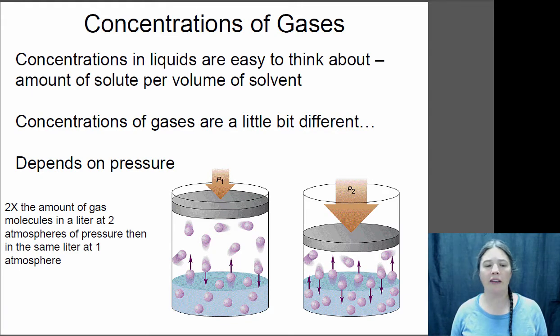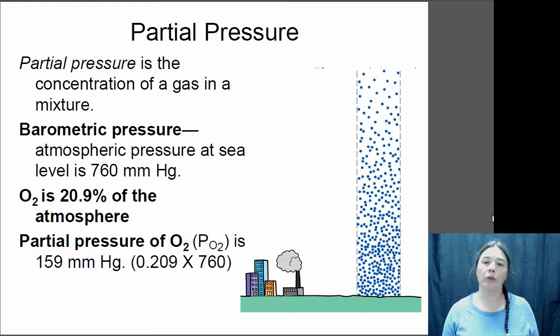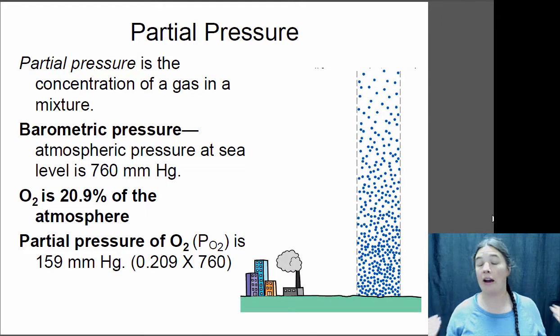The concentration of the gas depends on the pressure that the gas is under. So when the gas is under a higher pressure, the molecules in that gas are going to be closer together, and therefore they're going to be at a higher concentration. So when we're looking at the atmosphere, for example, we often talk about the partial pressure of a particular gas, and that has to do with the air pressure that you're at.